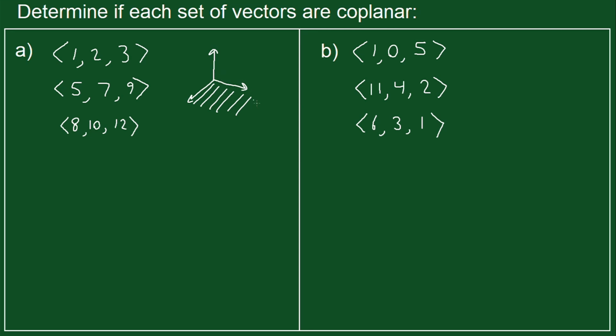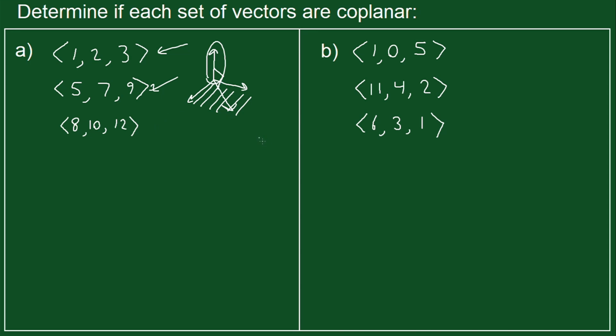Because if there's another vector, a third vector, let's say this vector here, that also exists on this plane, then it will be perpendicular with that vector we found by doing the cross product. So if we take the cross product of two vectors, say these first two, and we get this vector as an answer, and then we determine that that new vector is perpendicular to this third vector, this one down here, then that means those original three vectors all exist in that same plane, and therefore they're coplanar.